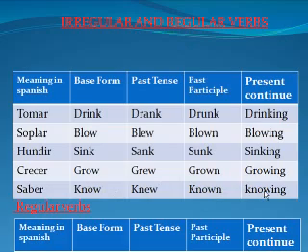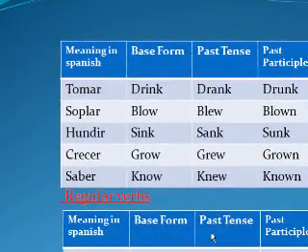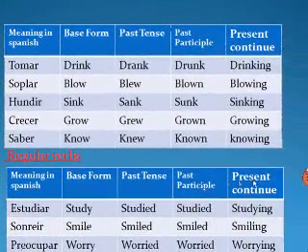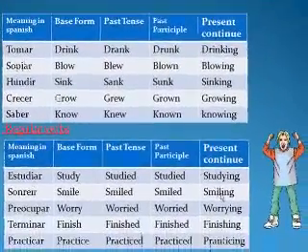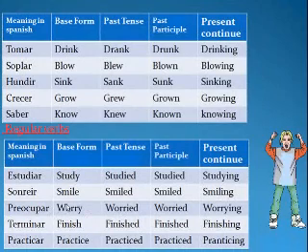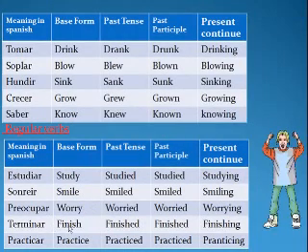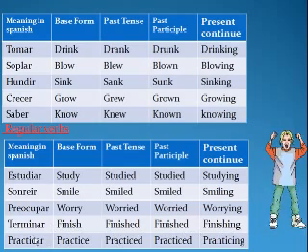Regular verbs: meaning in Spanish, base form, past tense, past participle, present continuous. Estudiar: study, studied, studied, studying. Sonreír: smile, smiled, smiled, smiling. Preocupar: worry, worried, worried, worrying. Terminar: finish, finished, finished, finishing. Practicar: practice, practiced, practiced, practicing.